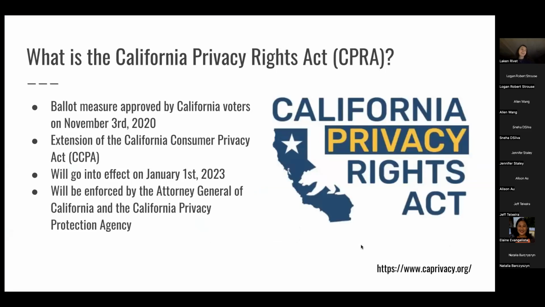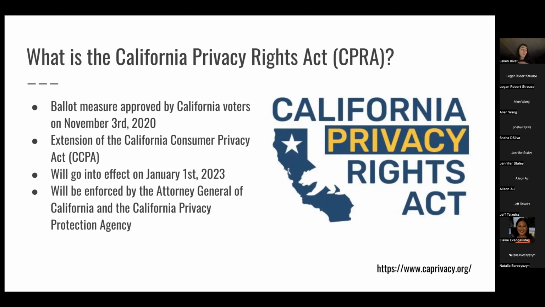So, what is the California Privacy Rights Act? The CPRA is a ballot measure approved by California voters on November 3rd of 2020. In essence, the CPRA is an extension of the California Consumer Privacy Act, otherwise known as the CCPA, which took effect on January 1st of 2020. The primary goal of the CCPA was to give California consumers more control over the personal data that was being collected. And as California was the first state in US history to pass consumer privacy legislation, the CCPA became very well known among our data science community.